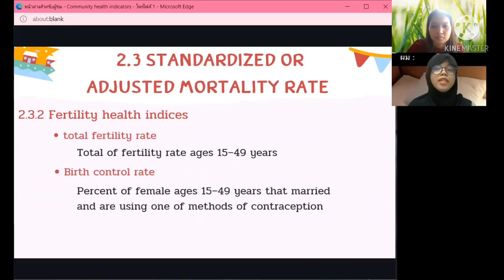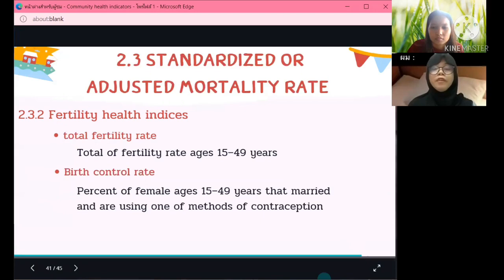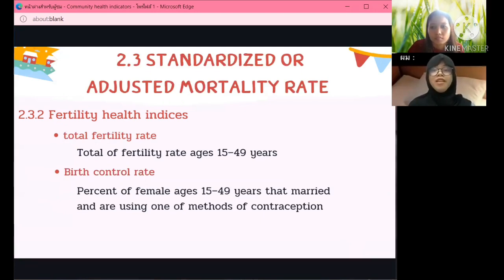Fertility health index, total fertility rate and birth control rate. Total fertility rate is the total of fertility rates in ages 15 to 45 years, and birth control rate is the percent of females aged 15 to 45 years that are married and using one method of contraception.